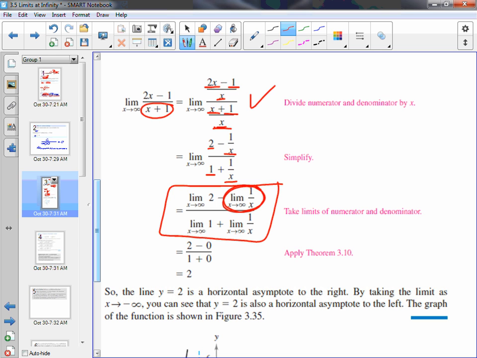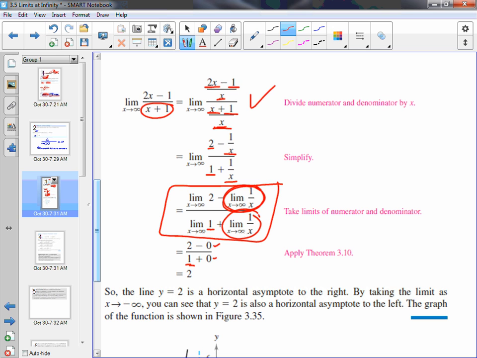As x approaches infinity, 1 over x gets closer to 0, doesn't it? Every time x gets bigger, that ratio gets closer to 0. So the limit as x approaches infinity is 0. With me? All right, same thing in the bottom. The limit of 1 is 1. The limit of 1 over x as x approaches infinity is 0. So it turns out we get 2 over 1, or just 2.